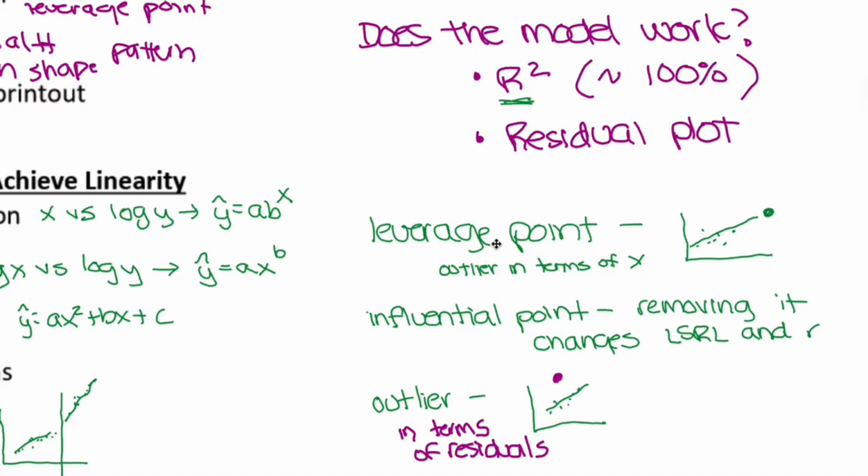An influential point means removing it changes the LSRL and r. For example, if we have a data point right here and we add it to our current data, then the whole line of best fit will be tilted in the upward direction. Therefore, it changes the whole LSRL and r, the correlation of x and y.